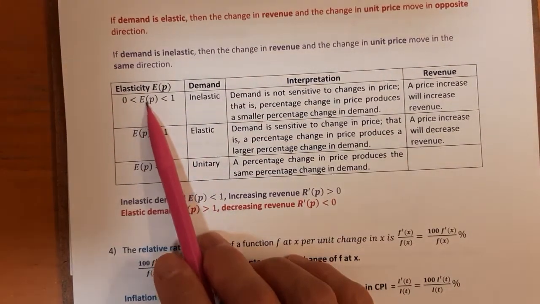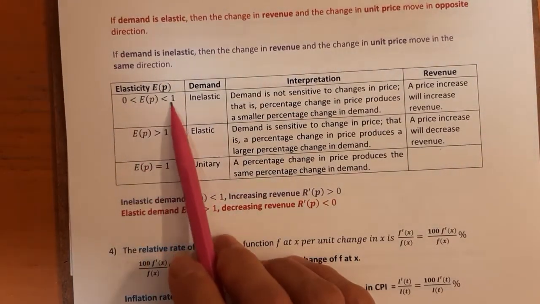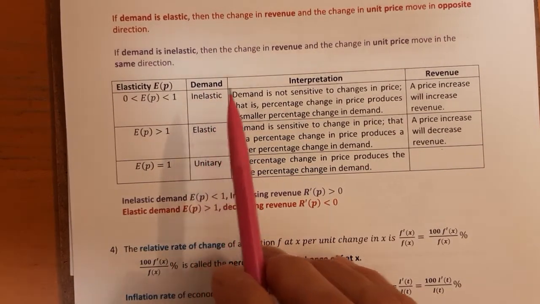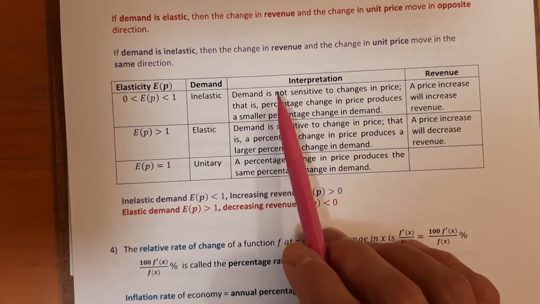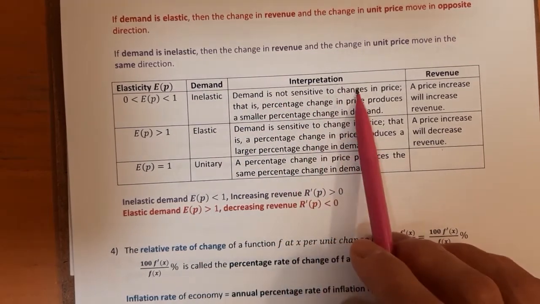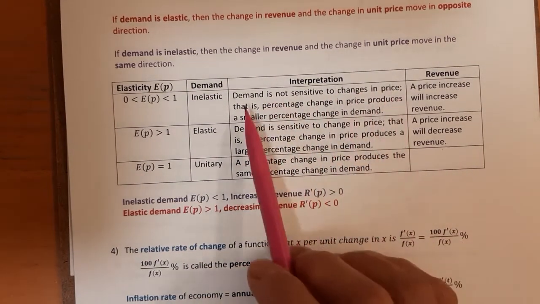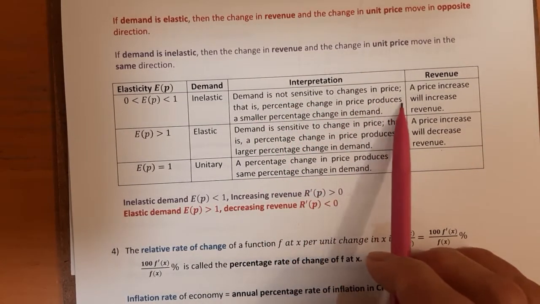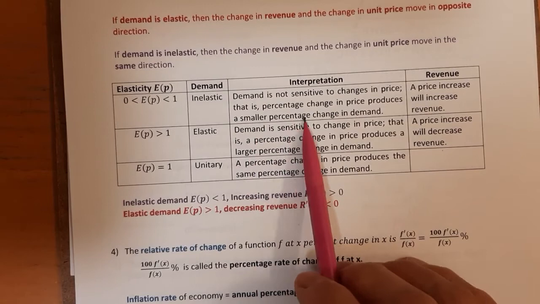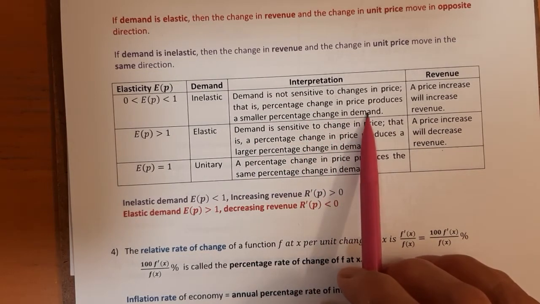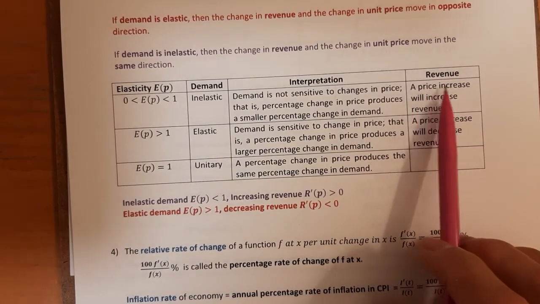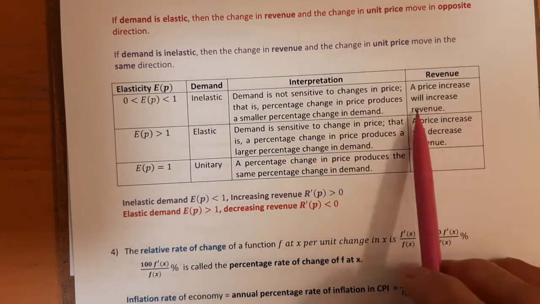Then next one is a table. If the E(p) is positive and less than 1, the demand is inelastic. That means the demand is not sensitive to change in price. That is, a percentage change in price produces a small percentage change in demand. And for revenue, a price increase will increase the revenue.